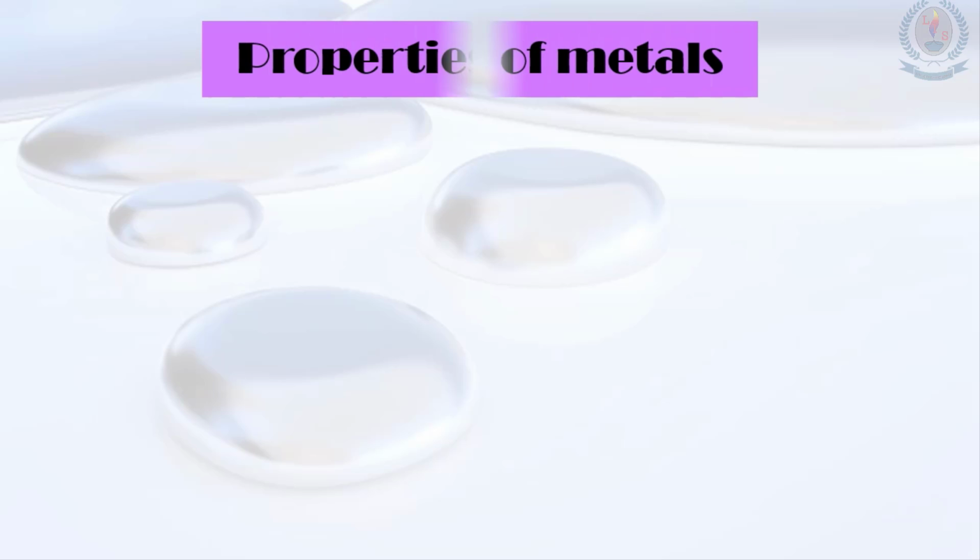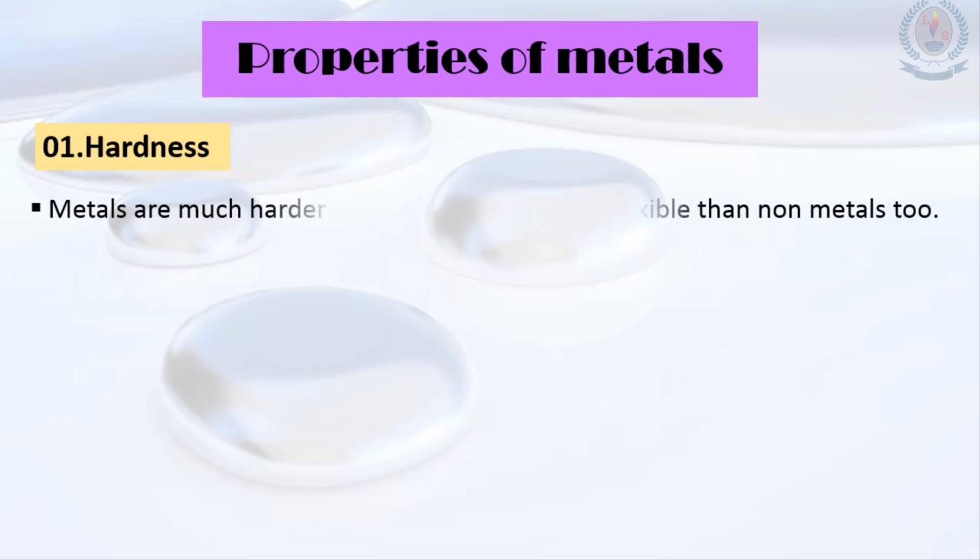Okay children, now we are going to find out the basic properties of metals. So the first property is hardness. Are metals harder than the nonmetals? Yes, your answer should be yes. We have seen so many metals are very hard, right? So as we thought, metals are much harder than the nonmetals and much more flexible than the nonmetals too.